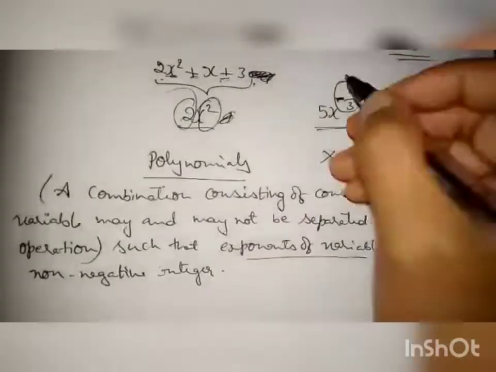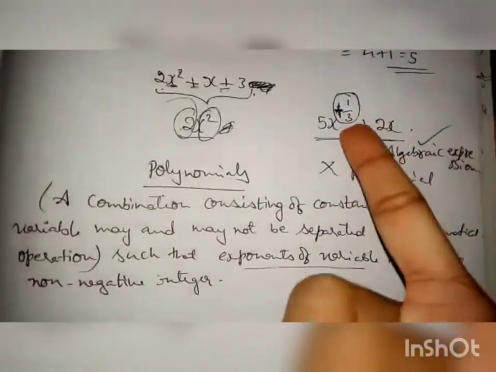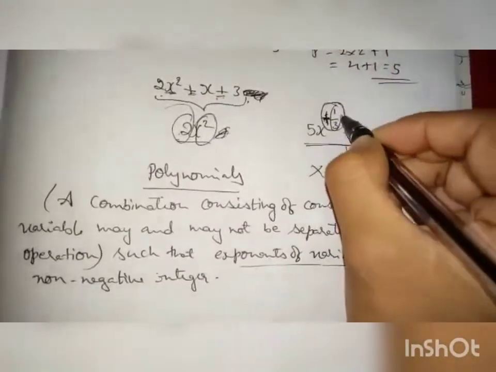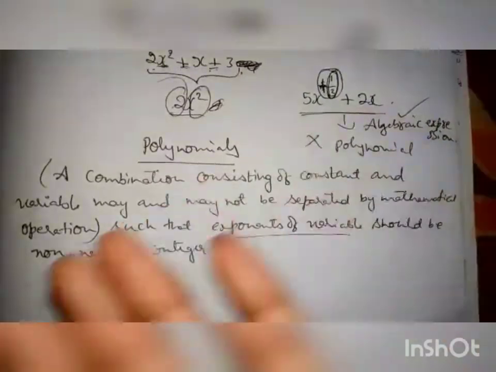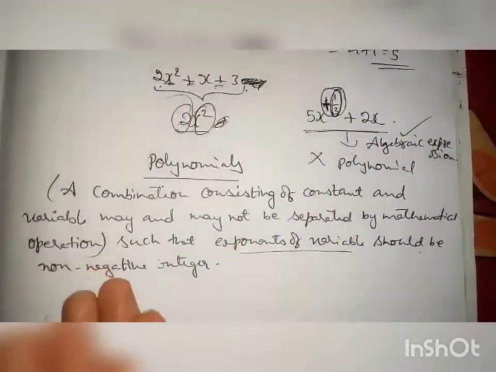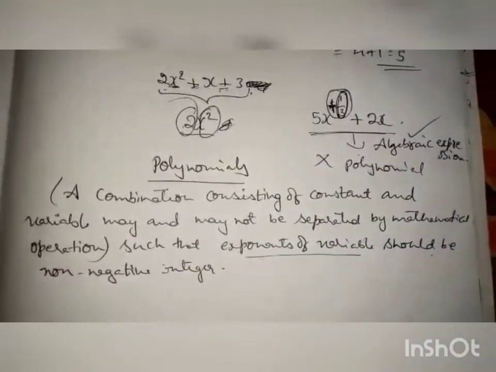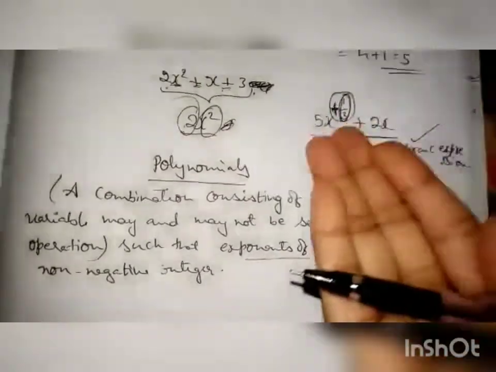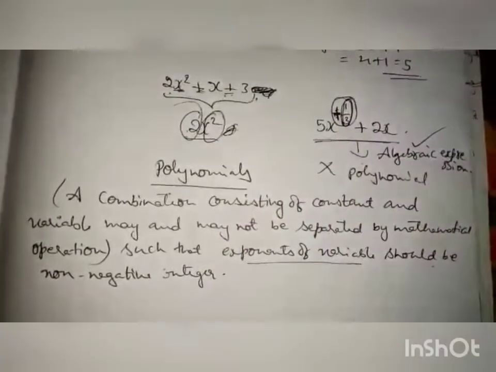For example, even if you take it as positive, it will still not become a polynomial, because see this 1 by 3. 1 by 3 is a fraction, right? It is not an integer, but you should have a positive integer or whole numbers. You cannot have fractions and negatives in the powers of the variable.